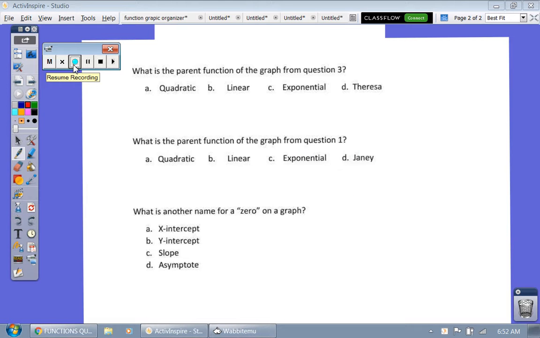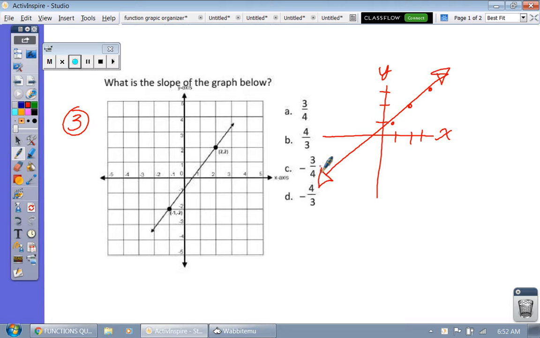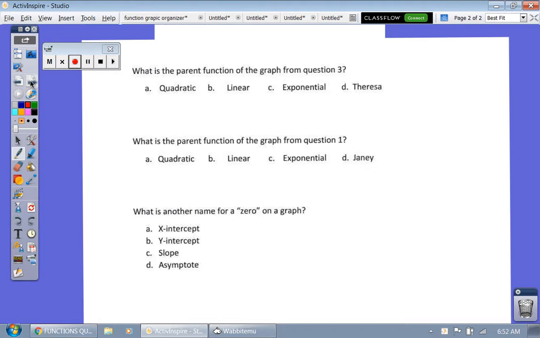Question 4, what is the parent function of the graph from question 3? So if I go back, this was question 3. So what was the parent function? There were 3 parents that we had. We had a linear, we had a quadratic, and then we had an exponential. And if you remember, the linear parent function is 1 to 1 for the x and the y. So up 1 over 1, up 1 over 1, up 1 over 1. And so remember, we're looking for the parent, or what mother does this guy look like? This guy looks like the linear. So let's go back to our question. What is the parent function of the graph from question 3? So that is a linear.